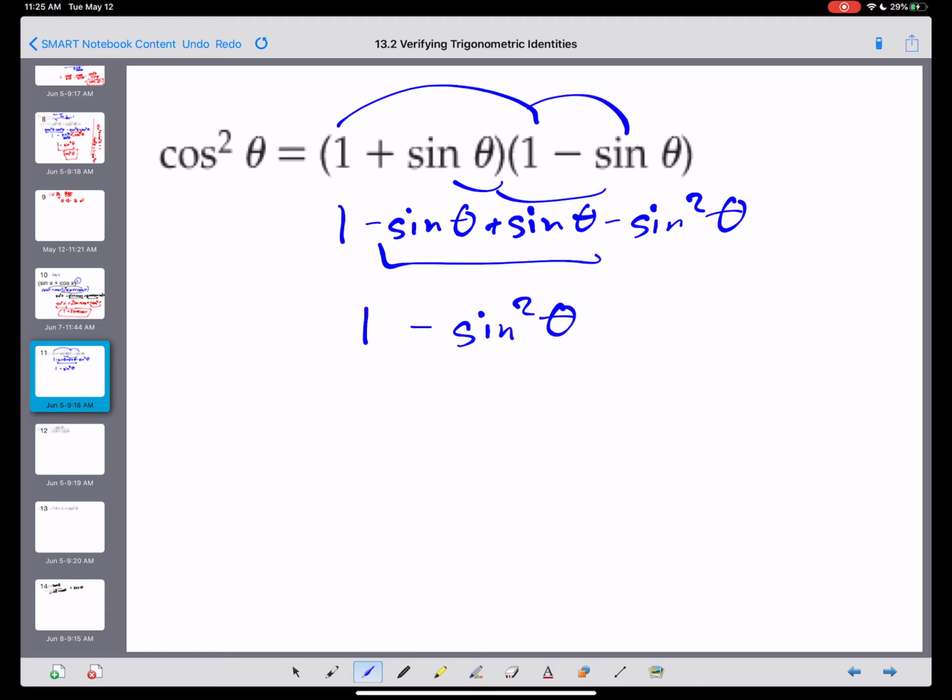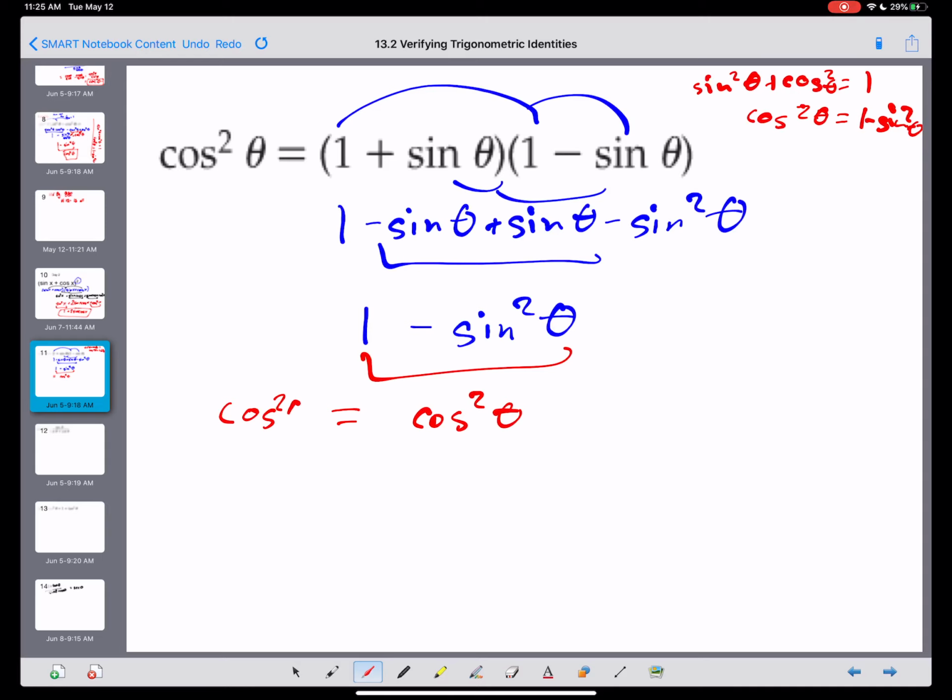And then this is a Pythagorean identity, right? If you guys remember correctly, we have sine squared plus cosine squared is equal to 1. That means cosine squared is equal to 1 minus sine squared if we subtract. So that's kind of what I'm doing. This is just cosine squared, which is exactly what the other side is. And that kind of checks out. So I'm done with that.